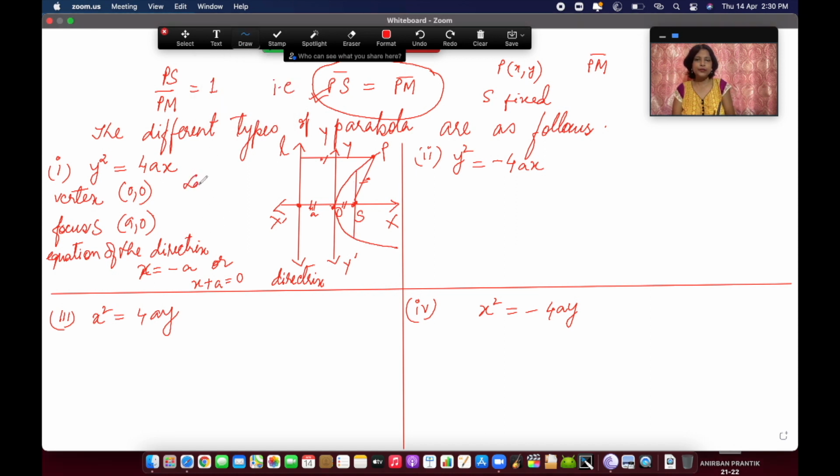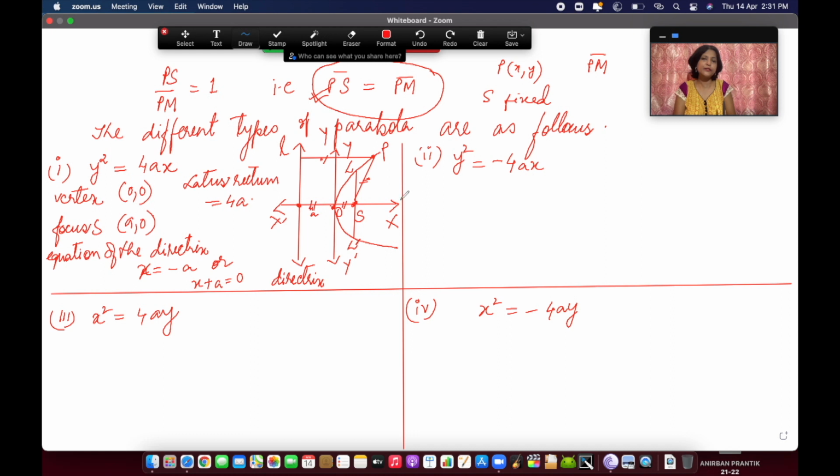So, the latus rectum will be of length 4a. What is a latus rectum here? I am naming it as capital L, L dash. You can see this is a line which is perpendicular to the axis of the parabola.